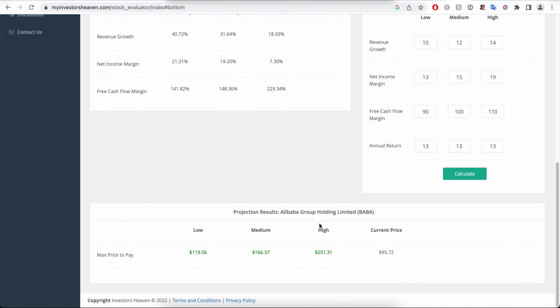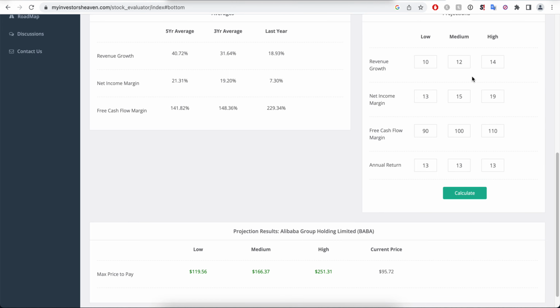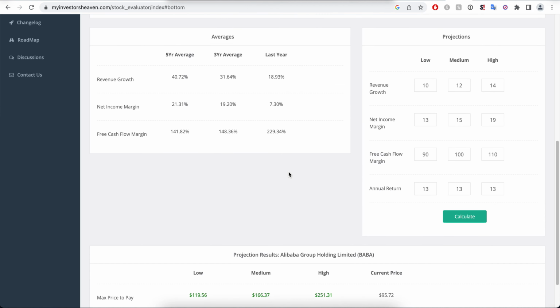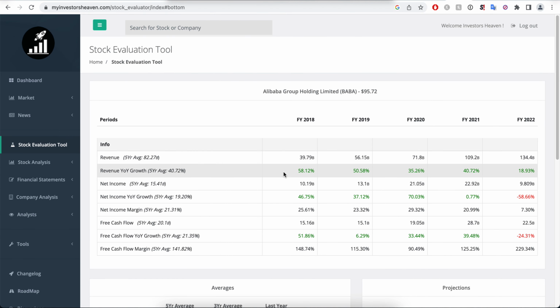Because with a normal scenario, which I think probably the high calculation over here would be more or less like, we're getting a 250 in terms of a price to pay right now for Alibaba. And even if we want to go a little bit lower in terms of our projections, we are still sitting at 166, which is like 60% more than what the company is right now. I frankly believe Alibaba is super cheap, and this is why it's one of my core and top holdings.